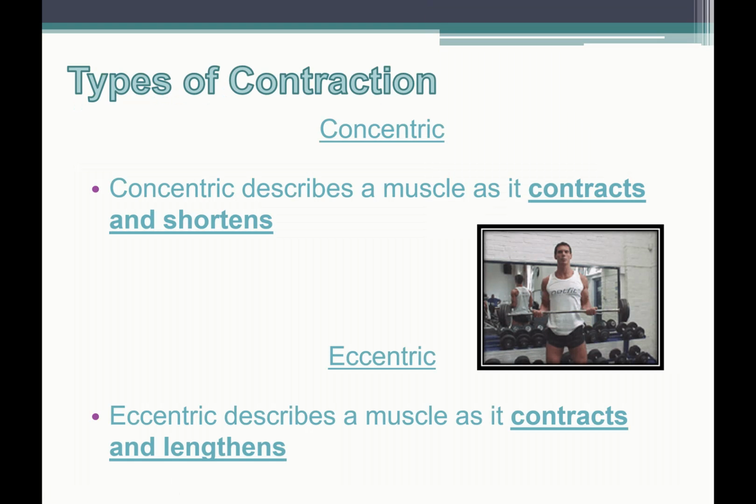So now we look at the different types of contraction. There are 3 that you need to be aware of for your examination. The first one is what's known as concentric contraction. So this describes when a muscle is shortening under tension.